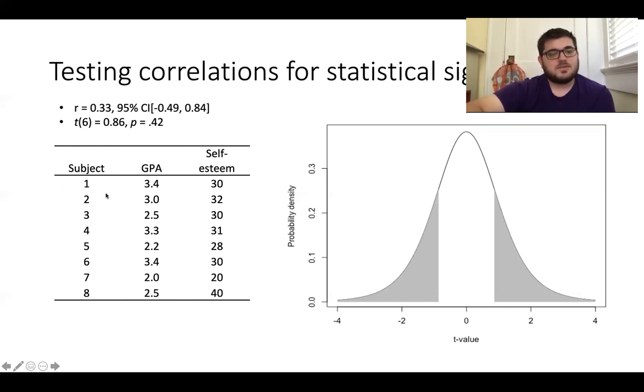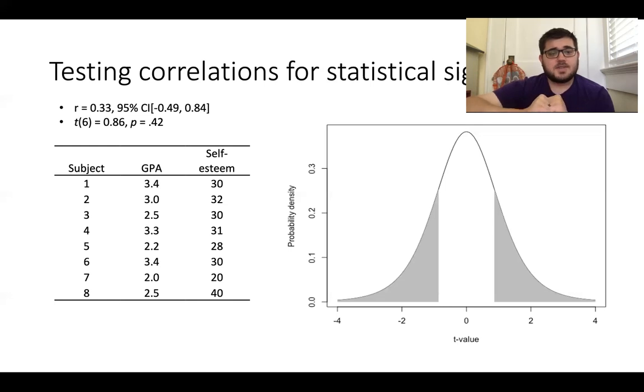So we'd have 6 degrees of freedom in this little tiny data set. So we're dealing with a t-distribution with 6 degrees of freedom. You have to plug in a parameter, and you use the t-distribution to test correlation coefficients.